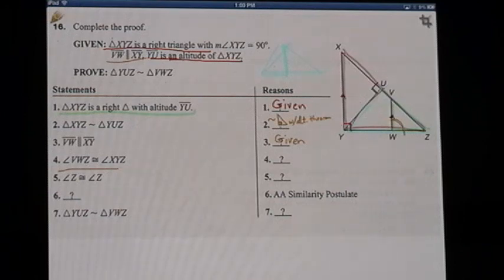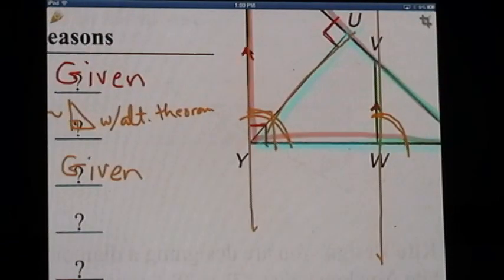Okay, I had to figure out why that was. All right. Well, we have some parallel lines here, and this has a right angle right here.